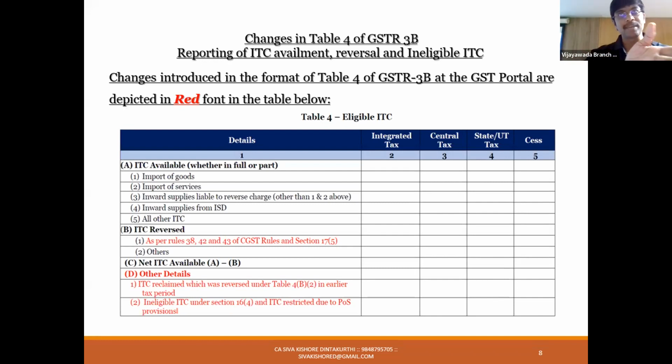Whether you are availing in the same year or in the next year, whatever re-availment you are making, you have to make it part of 4A5 coupled with the disclosure of 4D1, provided you have properly reversed in 4B2.